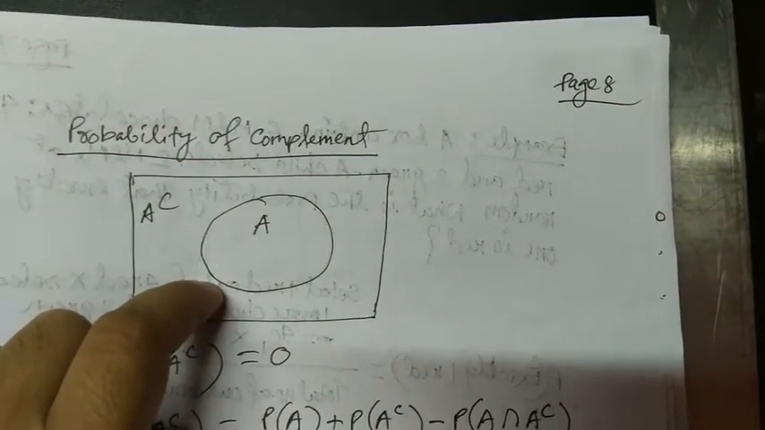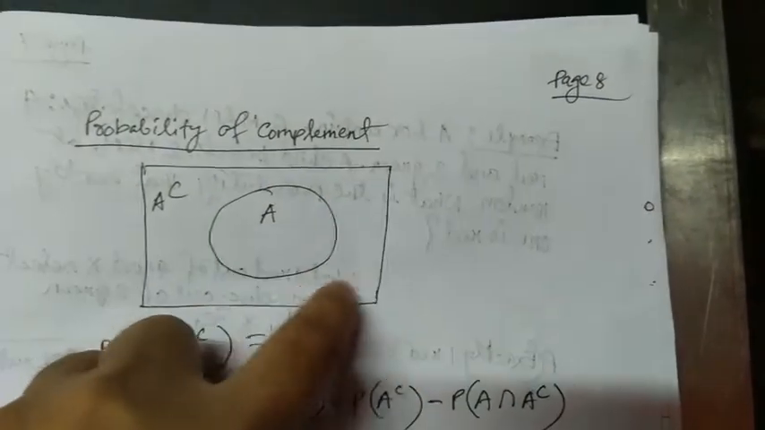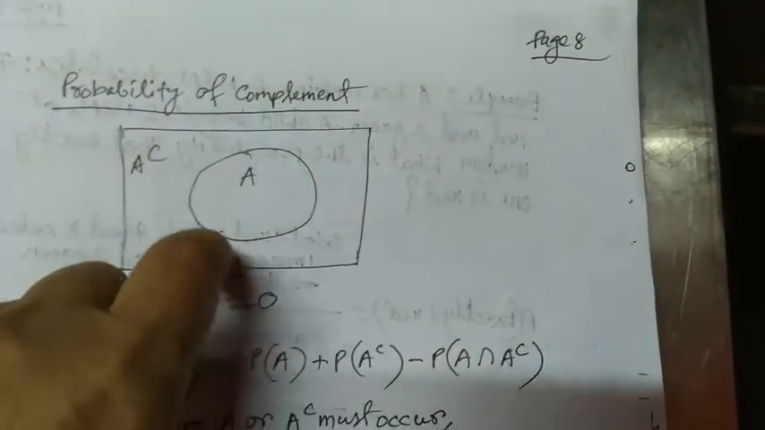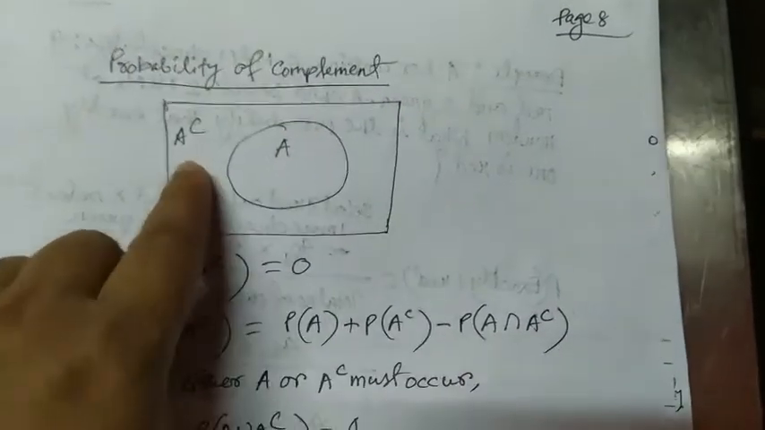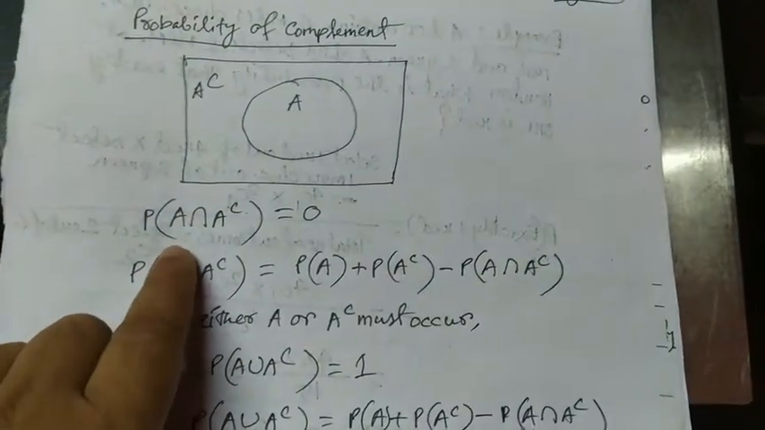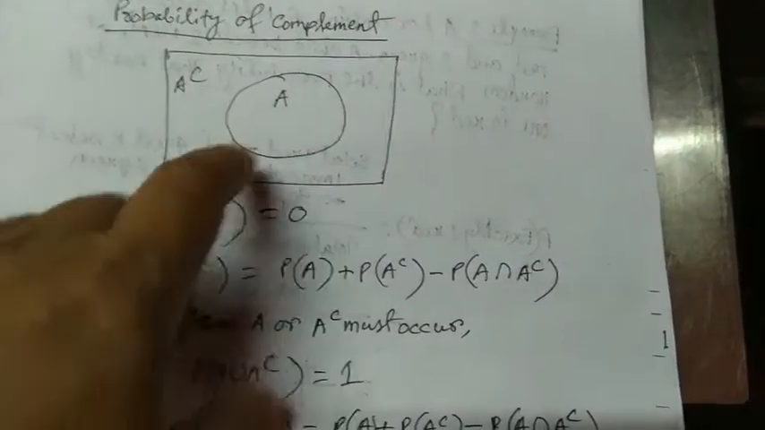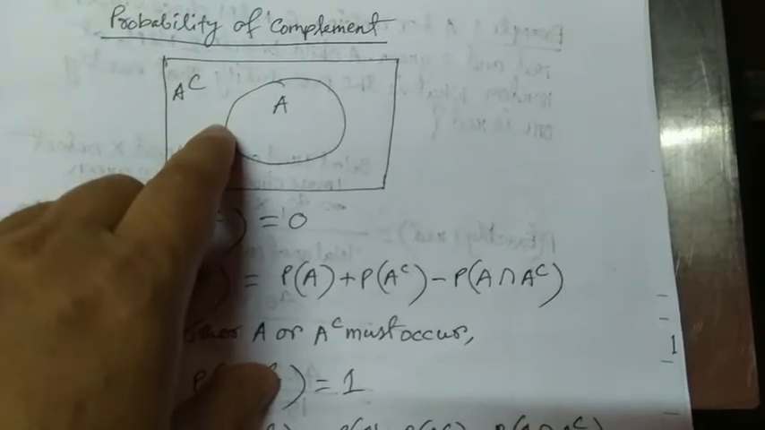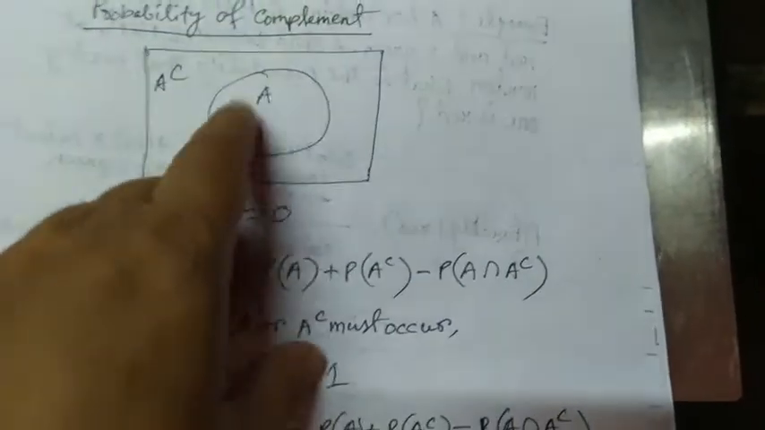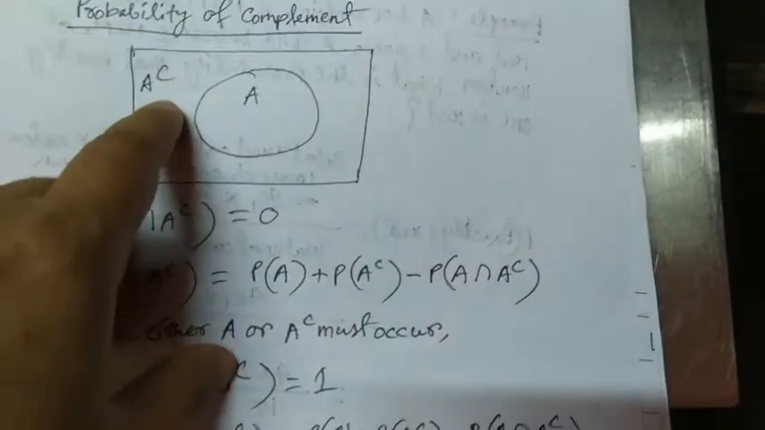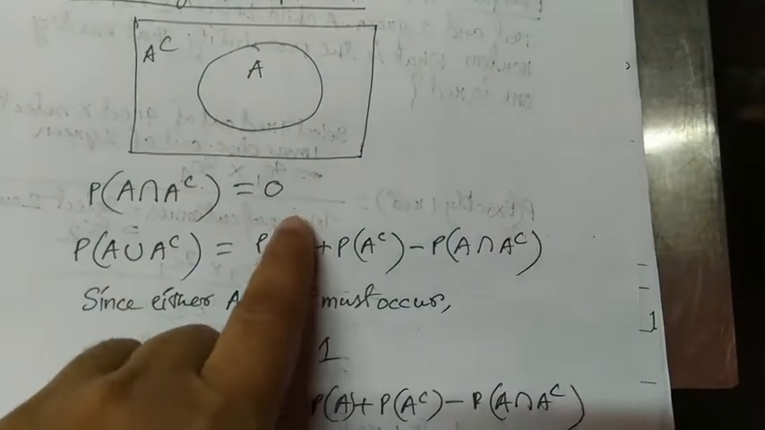Now we will move to page 8. Probability of complement. If this is the event A, then AC is outside A. So this one is AC. Probability of A intersection A complement: if there is anything common between event A and event AC. As you can see, this is event A and AC is outside event A. So there is nothing common, which means the probability is 0.